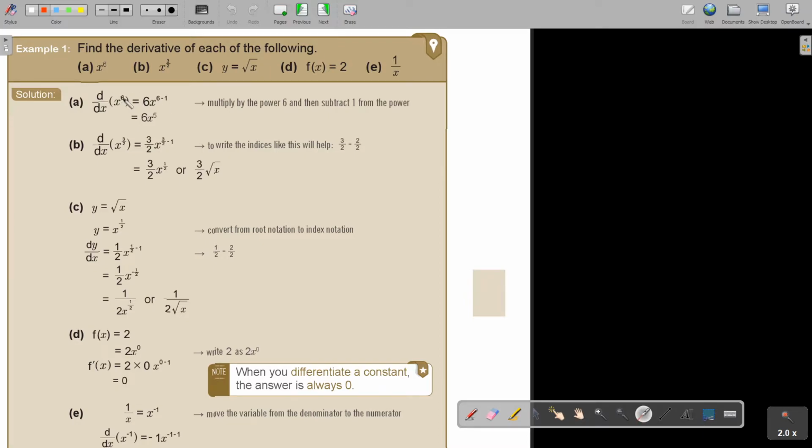Okay, so 6 multiplied by 1 is 6, and subtract 1 from the power. If you look at this one, we do exactly the same. There's a 1, so I multiply by that 3 over 2, or 1.5. So I get 3 over 2 and then subtract 1. Usually, because it's fractions, it's so easy to make mistakes, so writing the index like this will help, especially in the beginning.